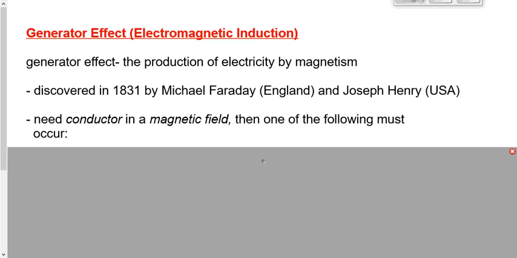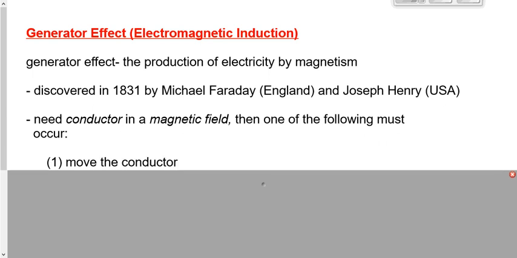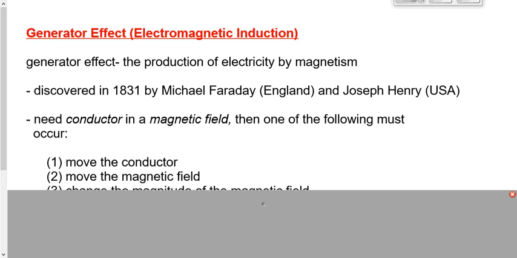What are those things that cause an electric current to be generated, given that you have a conductor and a magnetic field? What's one of them? Move the wire. Yeah, move the wire. If you move the wire relative to the magnetic field, then you're going to generate an electric current in the wire. What's another one? Kind of goes nicely with this one, right? If you move the magnetic field, it doesn't matter which one you move.